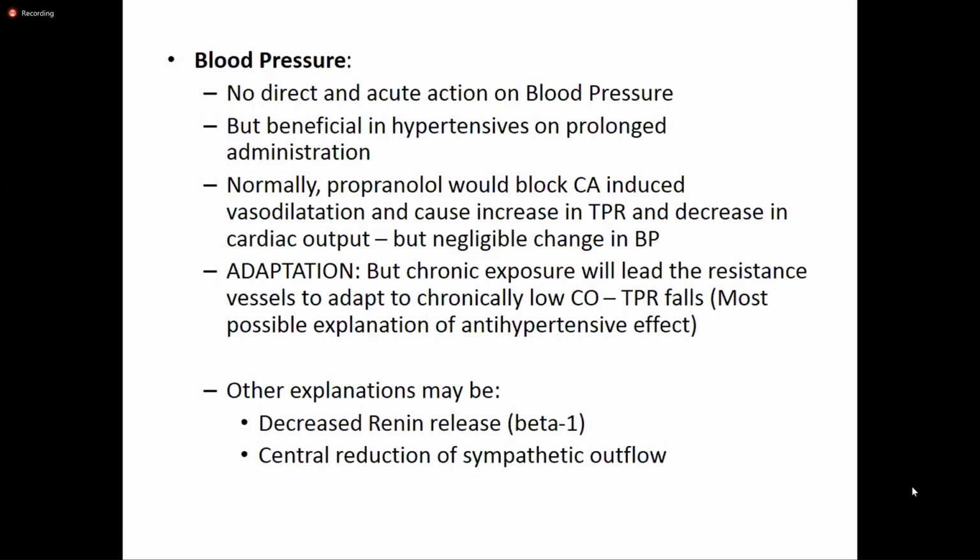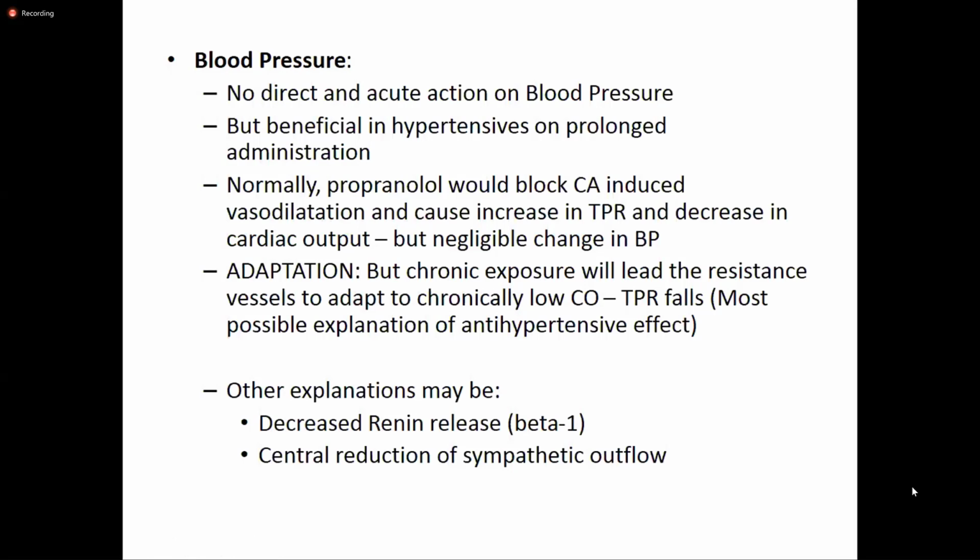On long-term use, blood vessels will adapt. Chronic exposure to propranolol will lead the resistance vessels, meaning arteries, to adapt to chronically low cardiac output, and due to this total peripheral resistance falls, and this is the most possible explanation for the antihypertensive effect of propranolol.